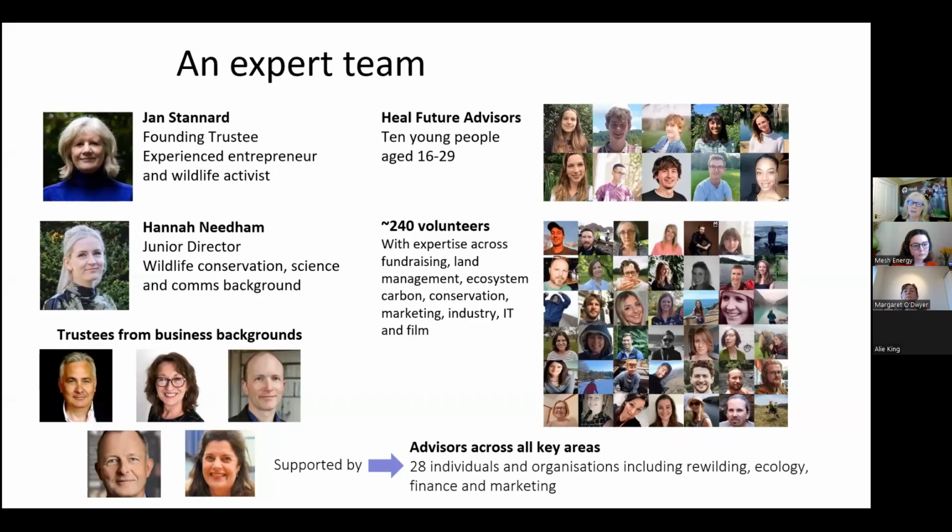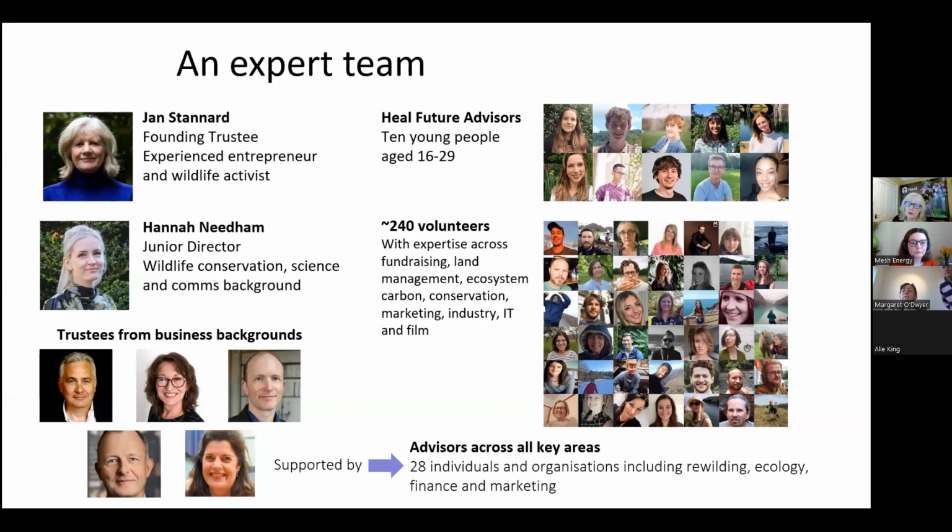And who sits behind HEAL? Well, I'm one of the founding trustees. And day to day, I work with my colleague Hannah Needham. And then we have 5 other trustees, and we're not diverse yet as a trustee board, but we intend to diversify our trustee board with another appointment of someone from a minority ethnic background.